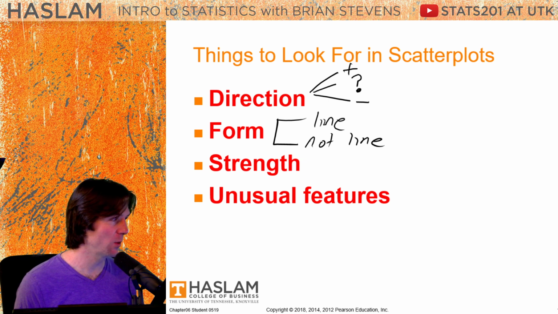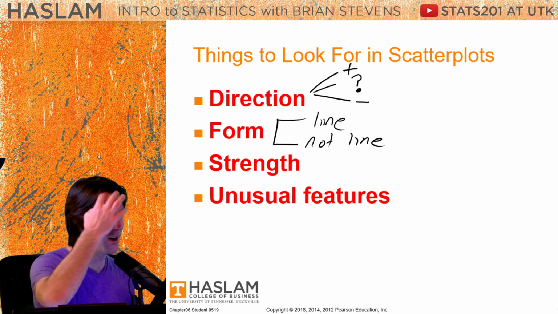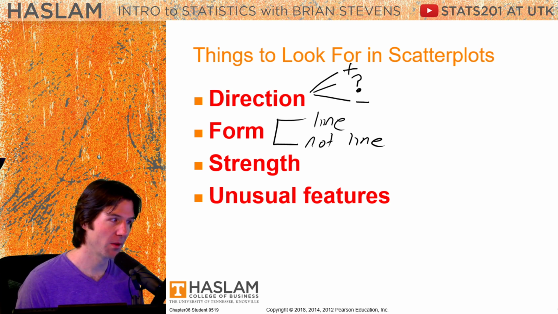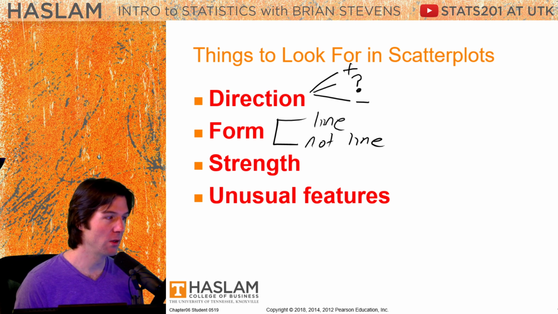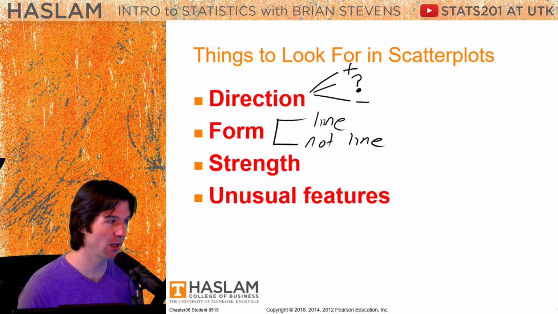Direction is probably one of the easiest ones to understand. Strength is a little bit more tricky. Here's the note you should have for strength. Strength measures the vertical scatter of the points around the form. First person to put that in the chat gets 50 points. You ready to hear it again? Strength measures the vertical scatter of the points around the form.